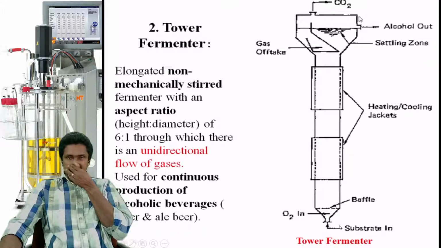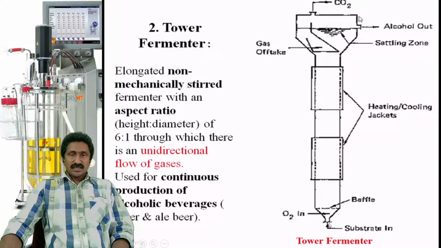So the substrate will be given from the bottom, and oxygen or air will be supplied from the bottom, and it will rise up, and there will be heating and cooling jackets. Cooling system is there. And finally, the CO2 after the fermentation will be released at the top. And here is the alcohol out unit. So this is one example of a tower fermenter in which a unidirectional flow is provided.